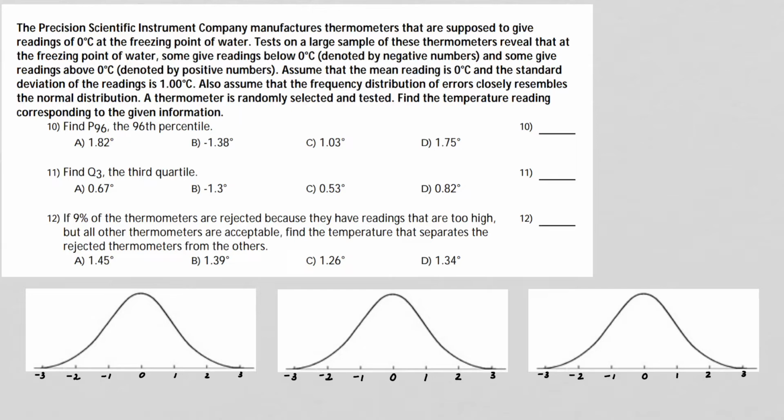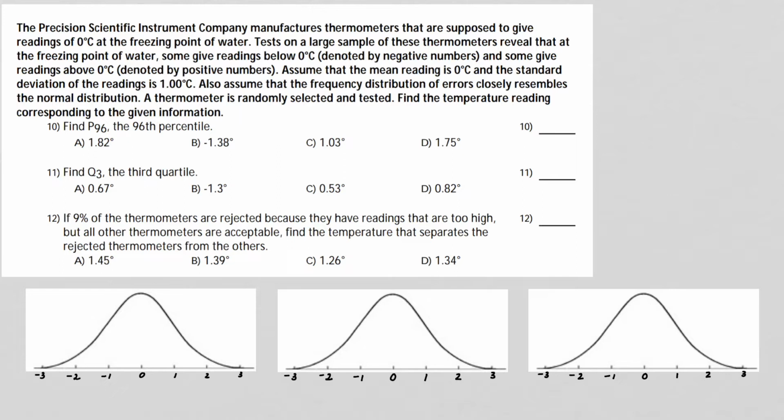So we're going to assume that the mean reading is 0 degrees Celsius and the standard deviation of the readings is 1 degree Celsius. So I've set up 3 normal distributions here at the bottom, all with a mean of 0 and standard deviation of 1. And a thermometer is randomly selected and tested. We want to find the temperature reading corresponding to the given information.